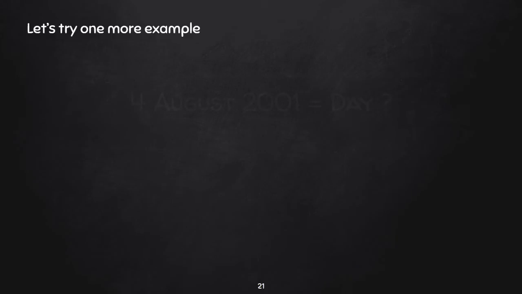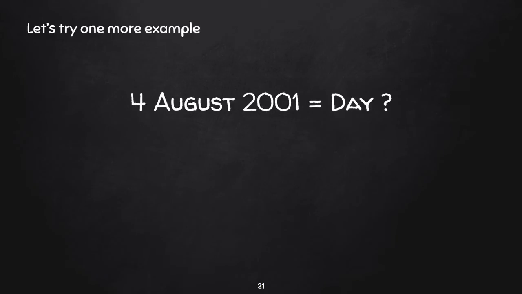Now let's try one more example. What is the day on 4th August 2001? We remember the formula: date plus month code plus year code.